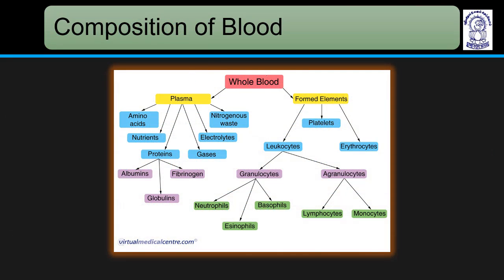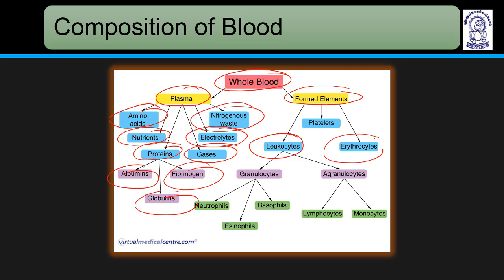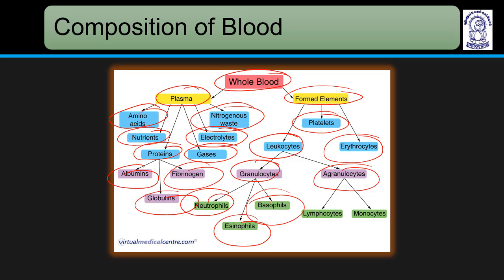This is the composition of blood. Whole blood can be divided into plasma and formed elements. Plasma mainly contains amino acids, nutrients, proteins, albumin, globulins, and fibrinogen. Plasma also contains diffusible gases, electrolytes, and nitrogenous waste. Formed elements: leukocytes or WBCs, erythrocytes or RBCs, and platelets, from megakaryocytes, or thrombocytes. Leukocytes are granulocytes and agranulocytes. Granulocytes: neutrophils, eosinophils, basophils. And agranulocytes, without granules: lymphocytes and monocytes.